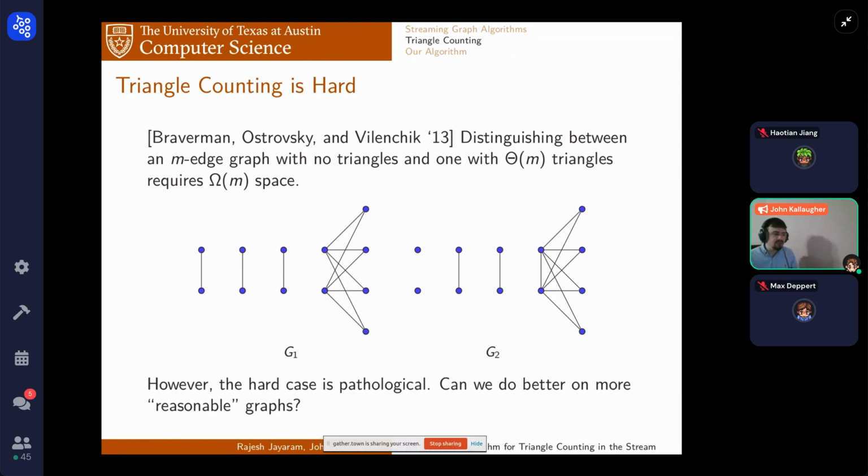But the good news is that the family of graphs you use to prove this is a pathological family of graphs. It has this really specific structure that every single triangle in the graph has to share just one edge. And so intuitively, the reason it's hard to distinguish between these 2 cases is because there's this one critical edge that you have to find. So a natural question to ask is, can we do better if we cap the number of triangles that are allowed to share a single edge?